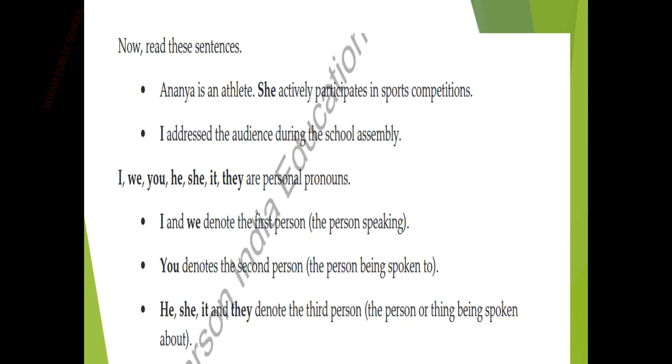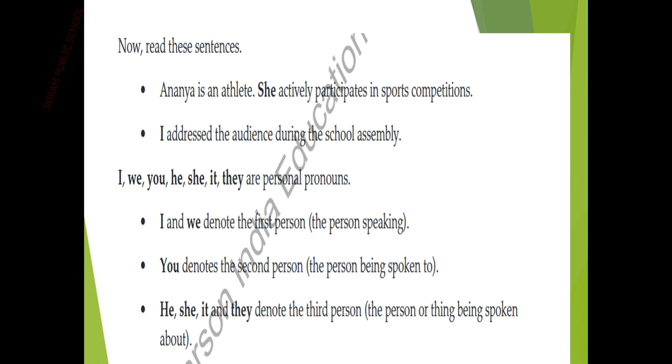Now read these sentences. Ananya is an athlete. She actively participates in sports competition. I addressed the audience during the school assembly. In the first sentence, Ananya is the name of a person which is called a noun. In the second sentence, instead of Ananya, I used the pronoun word which is she. She actively participates in sports competition.